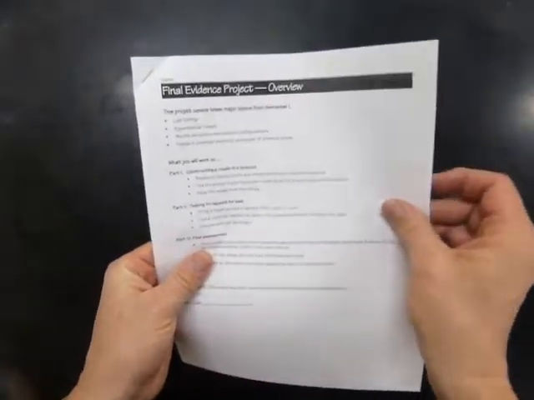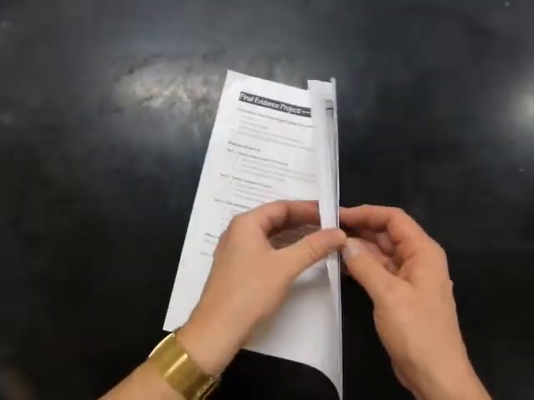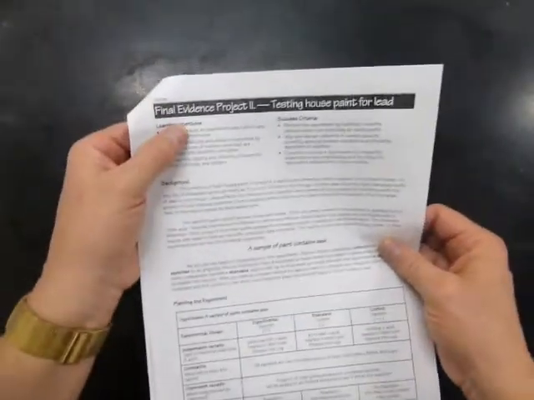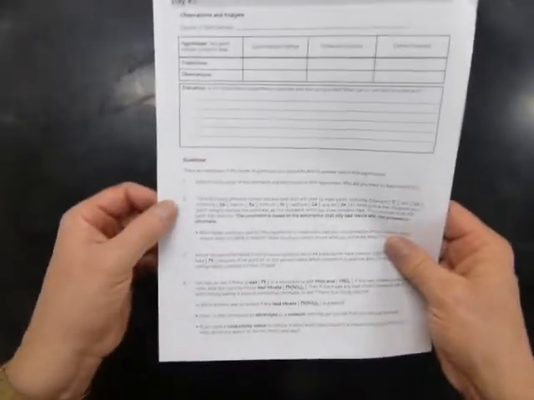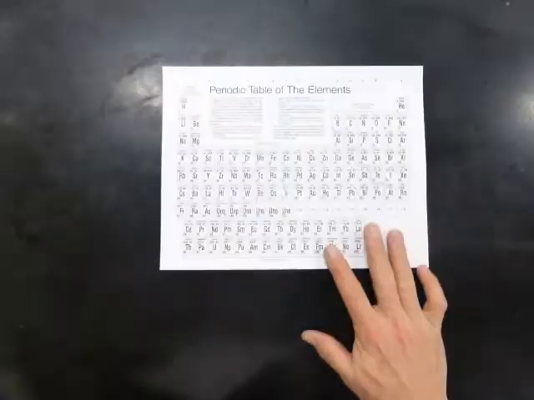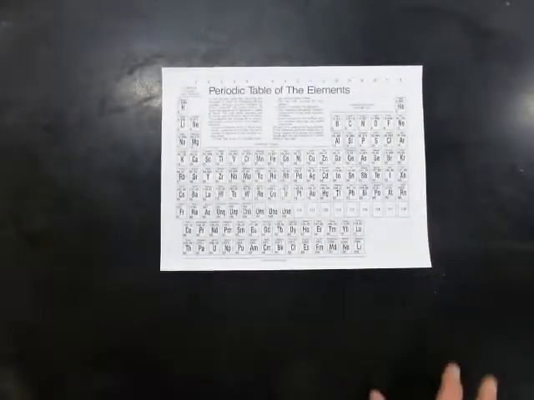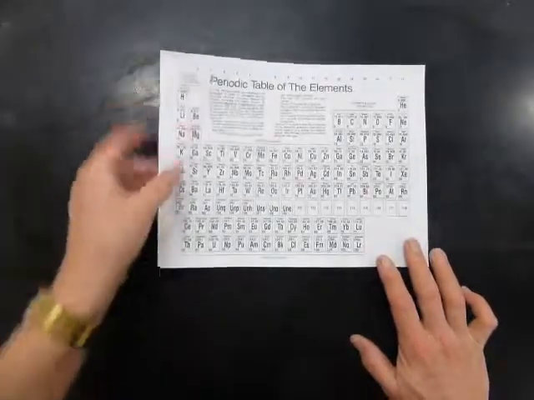Okay, let's look at our final evidence project and turn to project 2, the testing house paint for lead project. I want to look at the questions that are on the very back. I'm going to focus on questions number 2 and question number 3. They have to do with the way that the periodic table is arranged and what that tells us about the properties of elements and how we can predict the properties of elements.